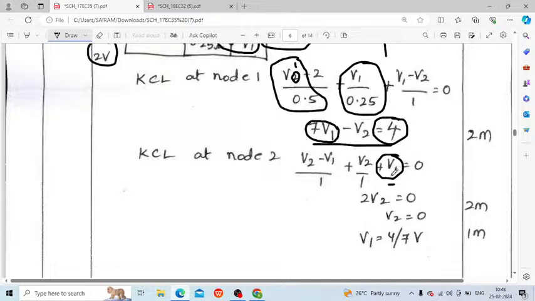So now what is going to happen? It's very simple. See here you have a V1, and this V1 plus V1 minus V1 gets cancelled. V2 plus V2 is 2V2, which is equal to 0, or V2 is equal to 0. So if your V2 is equal to 0, if you substitute 0 over here, then 7V1 minus 0 is equal to 4, or 7V1 is equal to 4, or V1 is equal to 4 by 7.